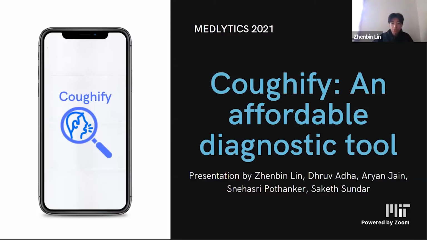Hello everyone, so we're Team Coughify from the 2021 Medlytics course, and in this project, our goal was to create an affordable diagnostic tool to detect COVID. To the left, you can see our logo, and as for us, my name is Zembin. My name is Drew. My name is Aryan. My name is Shri. And my name is Saket.